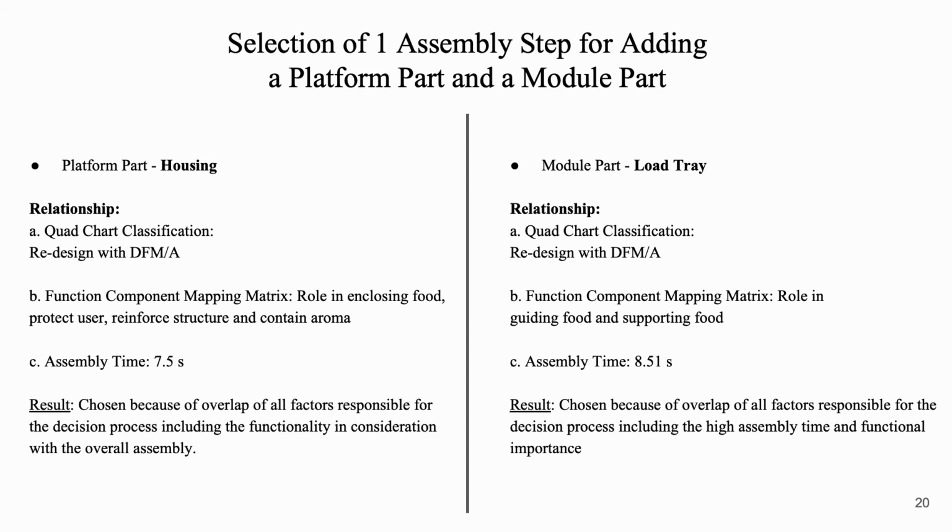The reason for choosing housing as a platform part and load tray as a module part was that both the parts were classified as redesigned with DFMA in the quad chart classification with assembly times of 7.5 seconds and 8.5 seconds respectively. Also, with the aid of function component mapping matrix, it was analyzed that these parts would continue to support their designated functions even after redesign, leading to the overall decision.